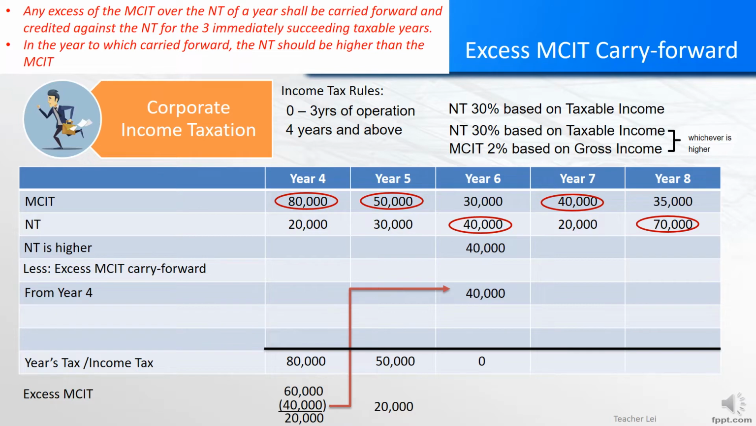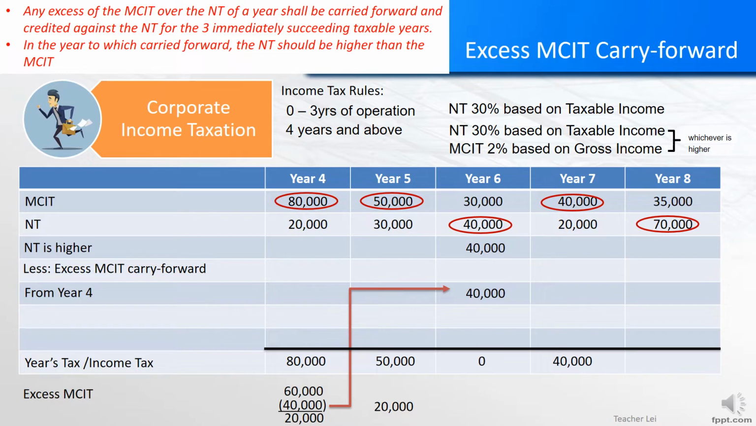In year 7, MCIT of 40,000 is again higher than the normal tax of 20,000. Thus, whenever the MCIT is higher than the normal tax, always the year's tax will be the MCIT. In this case, year's tax will be 40,000.